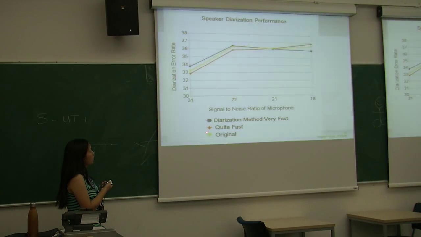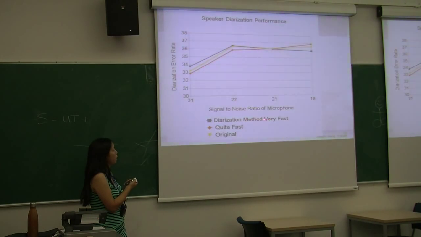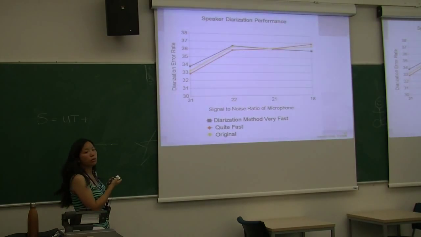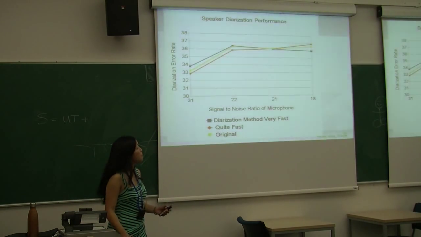And these three different lines represent the methods that I mentioned before: the segmentation when the method is very fast, segmentation when the method is quite fast, and the segmentation on the original clustering method. And as you can see, there's not a huge difference in performance.